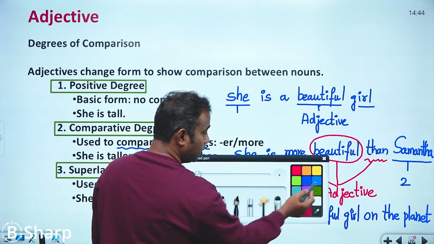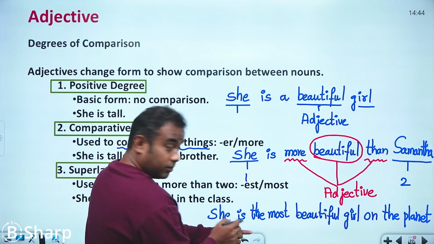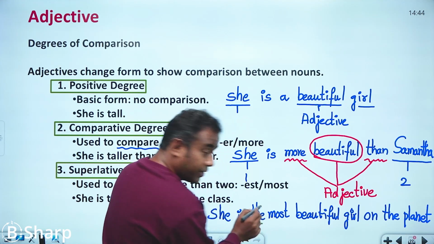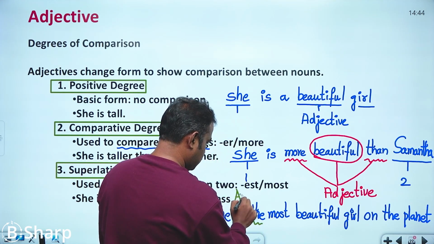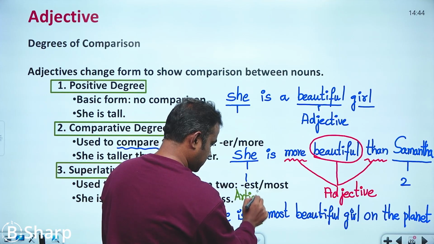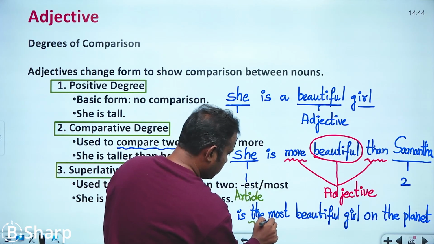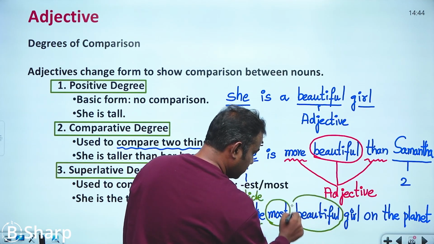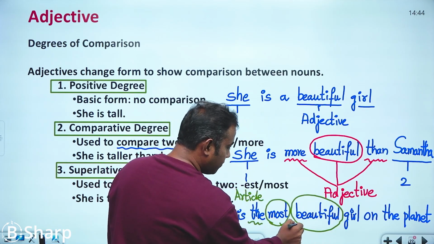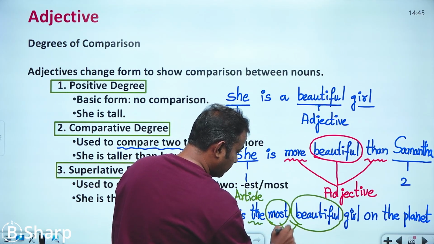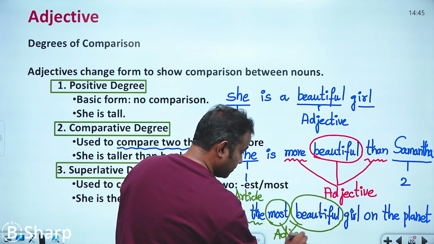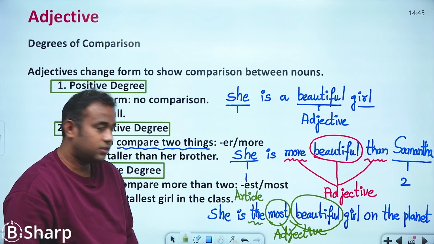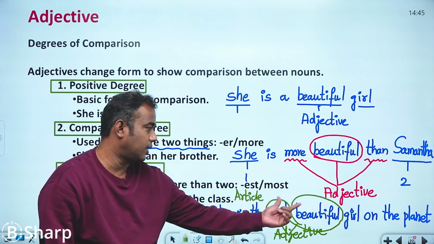let me explain. I'm using some extra words here. I have used an article here. Okay, then the most, so that is the superlative of this. Okay, so that is a superlative version of this. Okay, this is the adjective. That's the adjective. But whatever, she is the most beautiful girl on the planet.